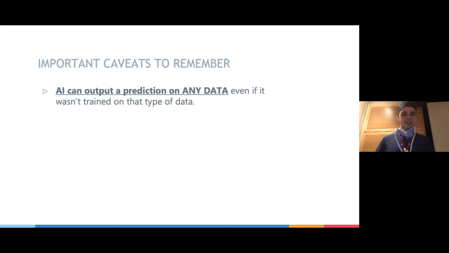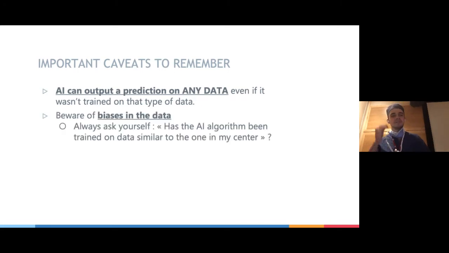AI can perform a prediction on any data, even if it wasn't trained on that type of data. So if I take the ECG example from before, and the ECG AI algorithm, and I feed it images, it will still output an ECG diagnosis. It won't be able to tell you that the data it was input differs greatly from the data it was trained on. So it's always important to be aware of the biases in the data and ask yourself, when you're facing an AI algorithm, has it been trained on data similar to the one in my center?